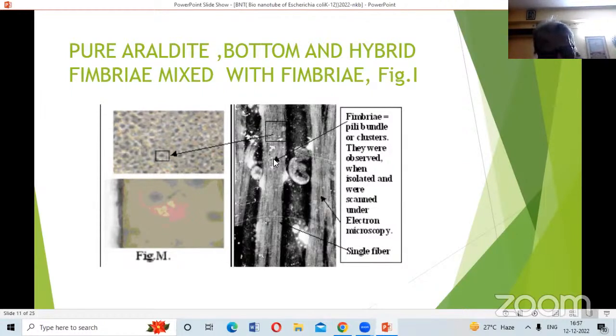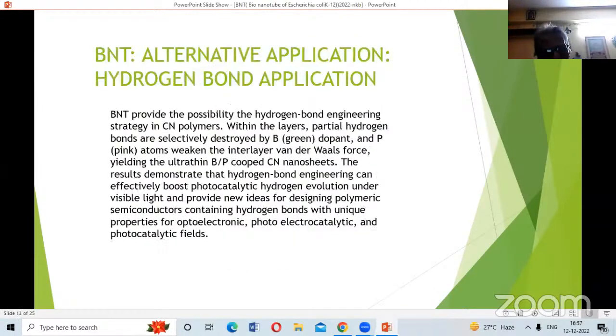A lot of studies still remain to be done, and that's why it will not be very easy to understand in the present condition. But it is a fact that it worked. The BLT alternative applications, the hydrogen bond application, all these things are theoretically possible. Experimentally, it needs a lot of work.